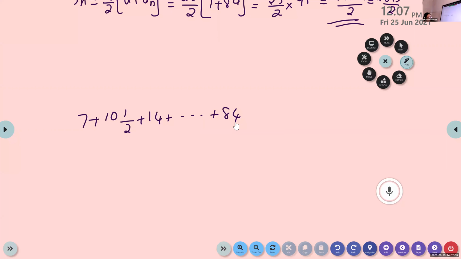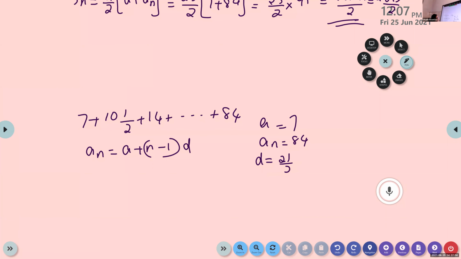Is the question clear to all of you? So let us take n. First of all, we need to find n, the number of terms. So for that, let an equal to a plus n minus 1 into d, and a equal to 7 and an equal to 84. For getting d, we have 10 and 1 by 2. We can write 21 by 2 minus 7, that is 21 minus 14 by 2, 7 by 2. d is 7 by 2.